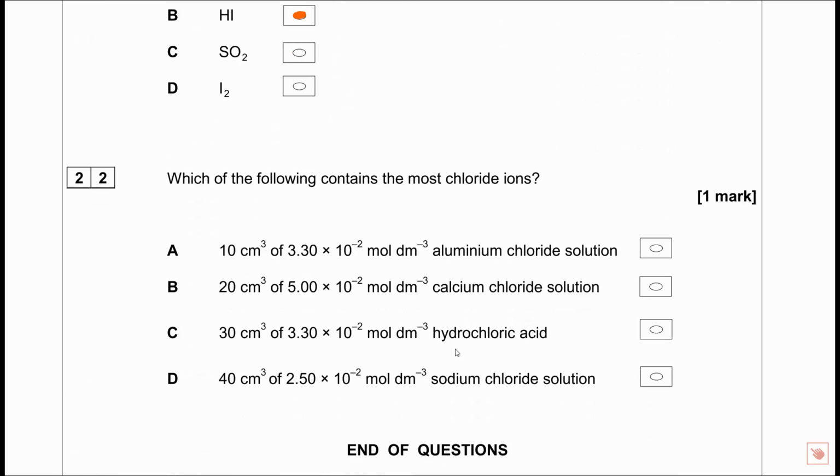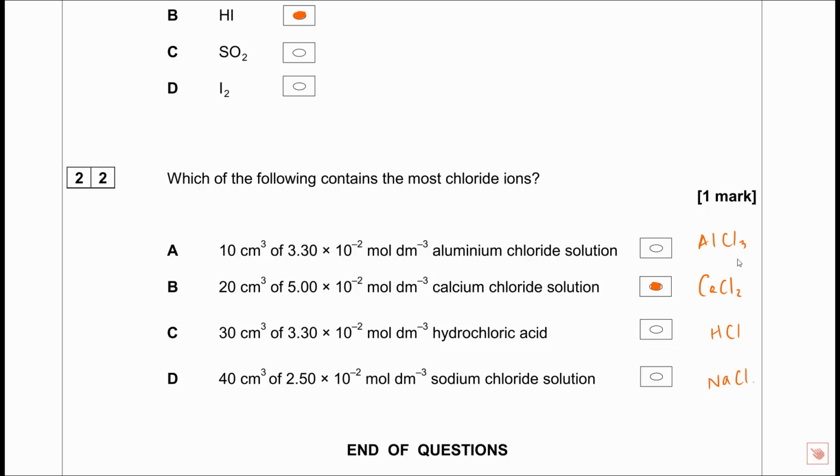22, last one. Which of the following contains the most chloride ions? Wow. We've got to work out how many moles we've got of each of these. Once you work those through, it comes out at this one. The way it's working is that when we dissolve something, these chloride ions become free. Once dissolution has taken place, the chloride ions become free.